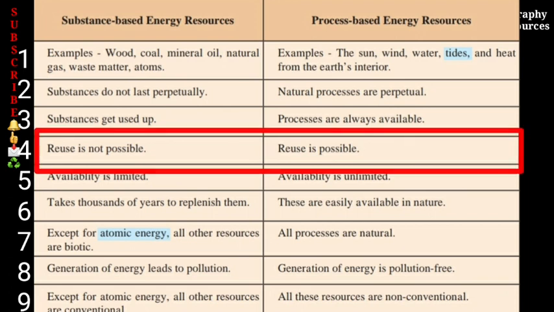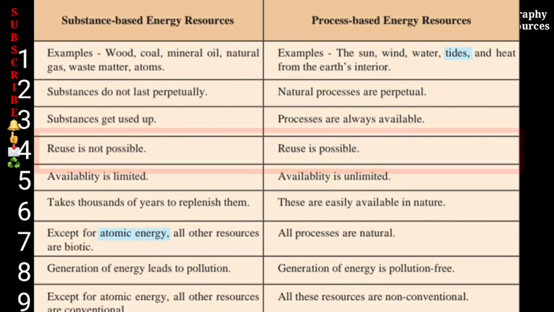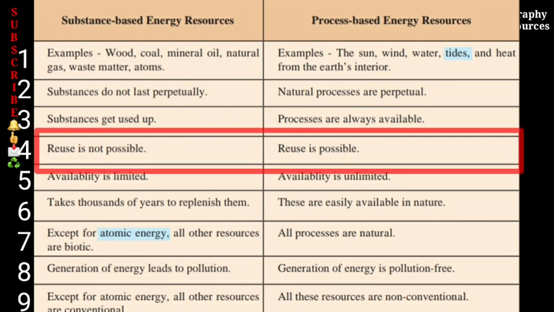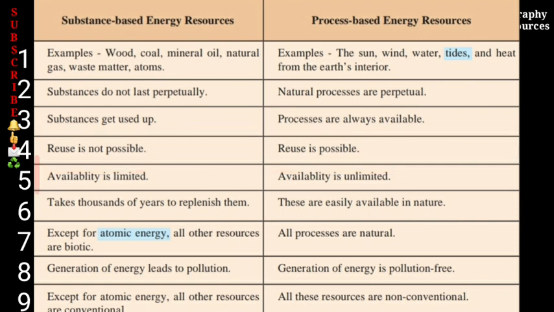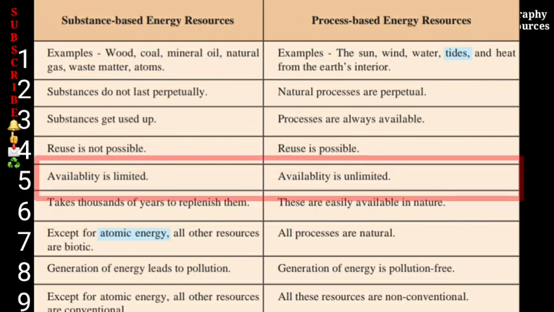But here, process based energy resources can be reused again. It means it has a characteristic that reuse is possible. We can generate energy again and again because it is always available in nature. Now the characteristic, availability, is limited.